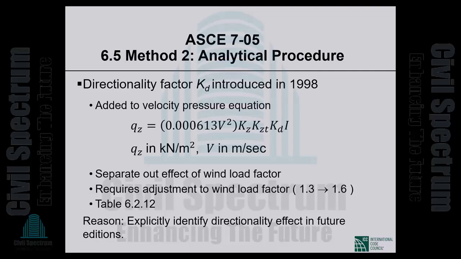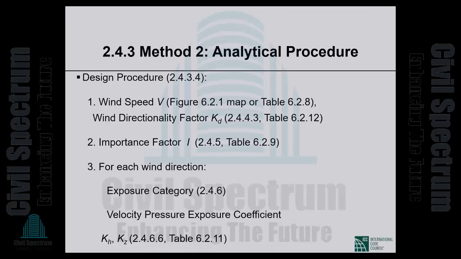Directionality factor K sub D, I have described for you. And yesterday I mentioned to you, some of you might remember, the normal load factor on wind in strength design is 1.6. But if your wind does not include directionality because it came from wind tunnel testing rather than from ASCE 7, then the load factor of 1.6 will go down to 1.3. So there is a direct correlation between the directionality factor and the load factor on wind that we use in strength design.